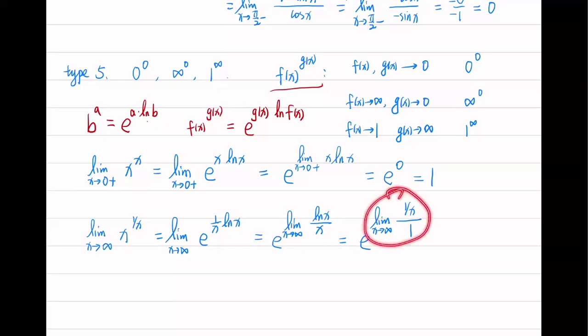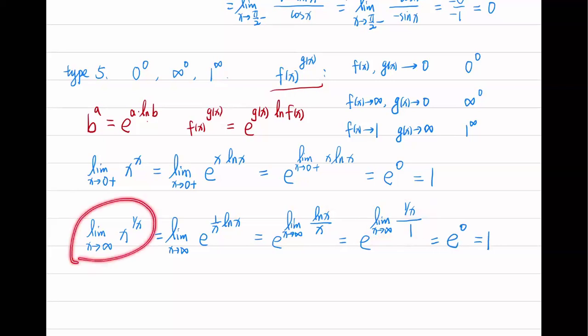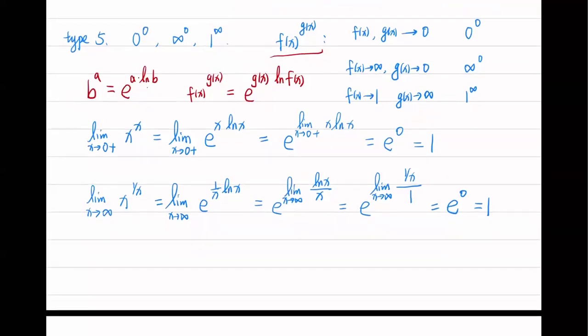Okay, so what's the limit of the exponent? Sakina, you want to say 1 over x when x goes to infinity? 0, yes. So this is e to the 0, which is 1. Okay, so this limit is also 1. And there's something else. 1 to the infinity. Let's try.